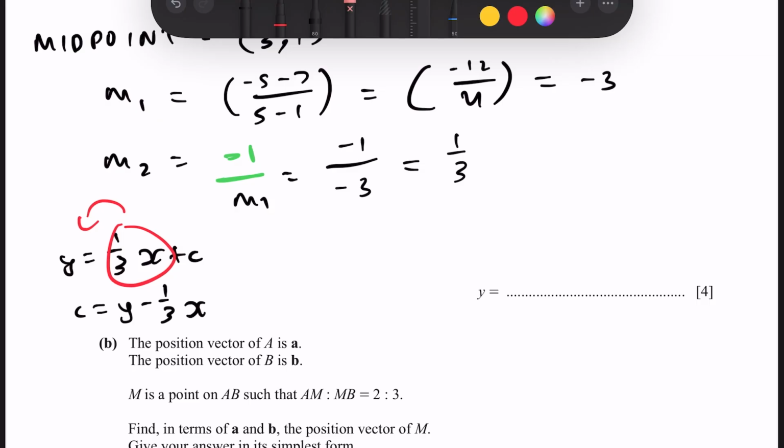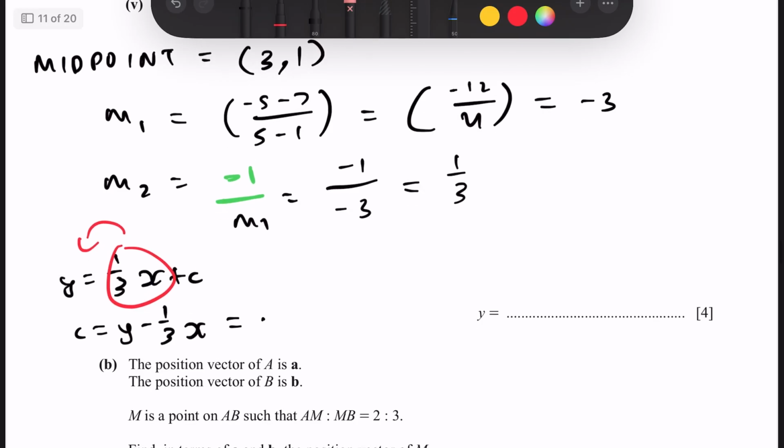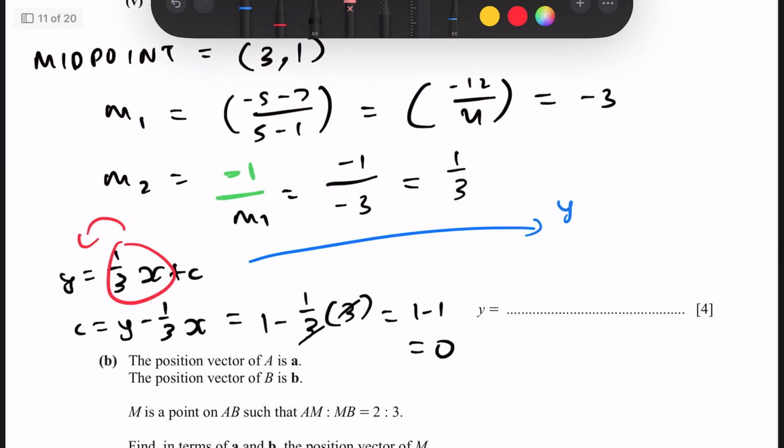And since we have a point on this perpendicular bisector, which is the center, and since the center is a point that is shared by both the lines, this means that this center would follow the equation of both the lines, which means that we can substitute the value of y with the midpoint value of y, which is 1, and we can substitute the value of x with the midpoint value of x, which is 3. These cancel off, which is equal to 1 minus 1, which is equal to 0. Therefore y is equal to 1 by 3 x plus c, where c is equal to 0. So this cancels off, and our final answer is y is equal to 1 over 3 x.